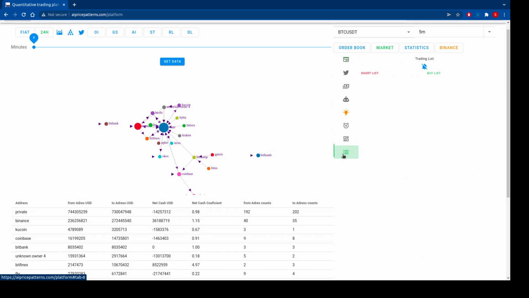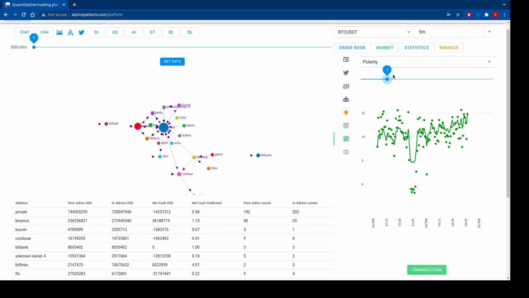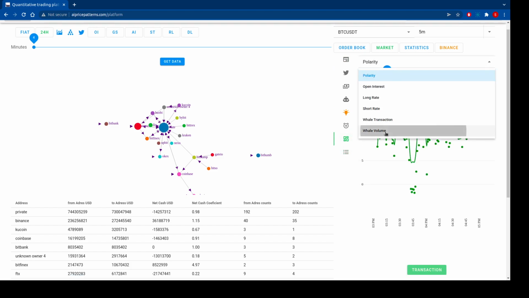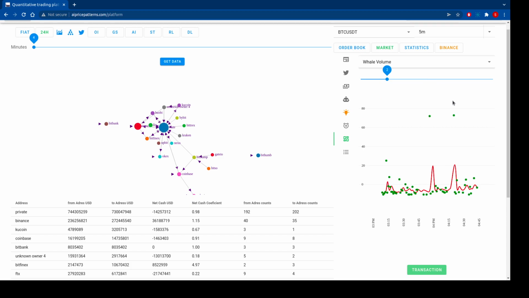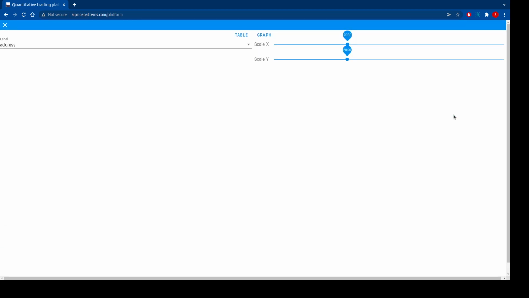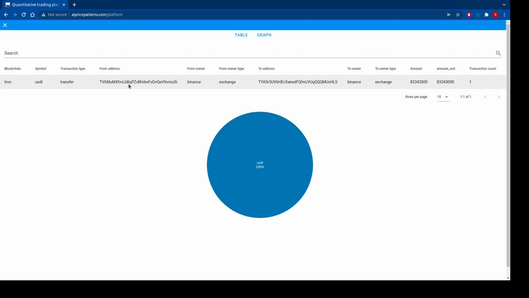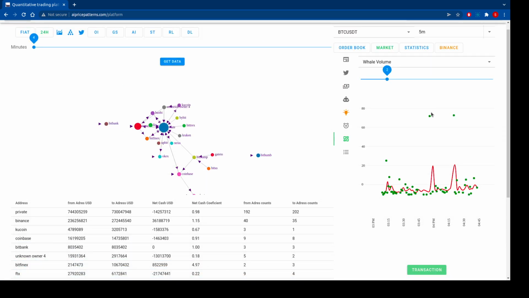We need to understand what happens, and what we need to do is find information about volume for the last several minutes, and see what the traders do. Okay, we need table information. I need to find transactions between private wallets and Binance. Let's do it.